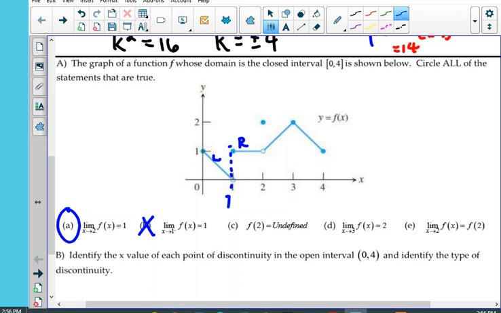f of 2 is undefined, not true. f of 2 is that point right there. The limit as x approaches 3 is 2. Well, here's x equals 3. And on the graph of the function, it looks like, yes, if I approach 3 from either side, I come closer to a y value of 2. And the limit as x approaches 2 equals f of 2. Not true. The limit as x approaches 2 is 1. f of 2 is 2.